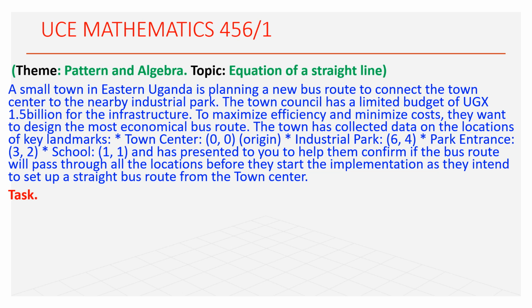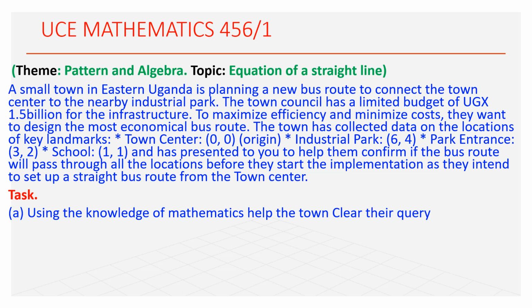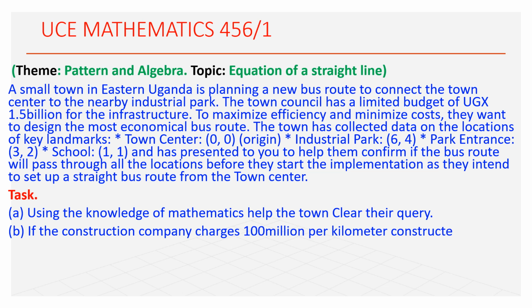Task: A, using the knowledge of mathematics, help the town clear their query. So they want to confirm whether it is really going to be possible for the road to pass through all these locations. B, if the construction company charges 100 million per kilometer constructed, confirm if the budget will fully support the program.